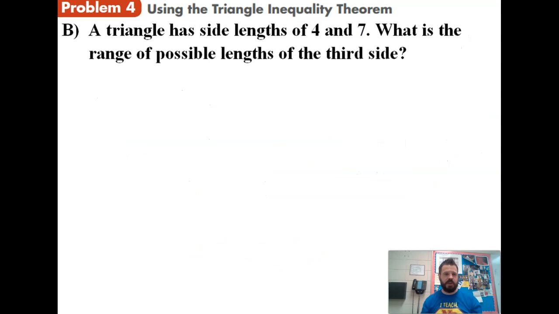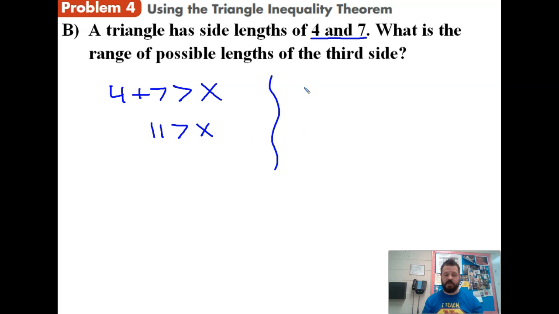All right, let's run through B quick. Triangle has side lengths of 4 and 7. What's the range of possible lengths for the third side? Well, if that third side is x, I know that 4 plus 7 has to be greater than x, because it has to be less than the sum of the two sides we know. 4 plus 7 is 11, so x is less than 11.